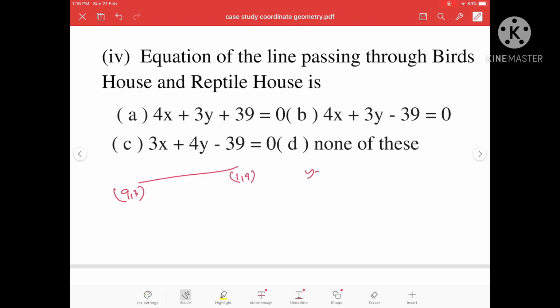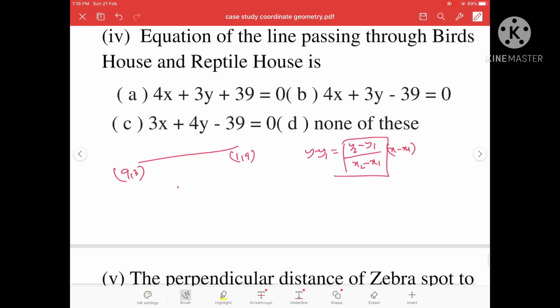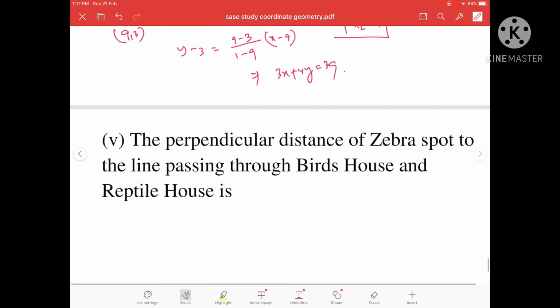We know the formula for equation of line passing through 2 points. It is y minus y1 is equal to y2 minus y1 by x2 minus x1 into x minus x1. This is called the slope of the line. Now apply here. If we simplify this, you will get 3x plus 4y is equal to 39, means C will be the correct option. Now comes to the next one.